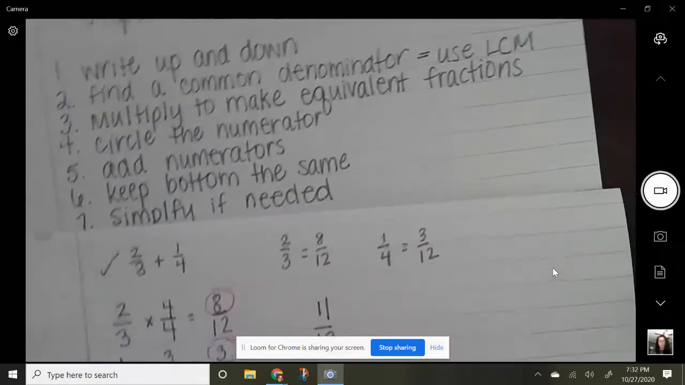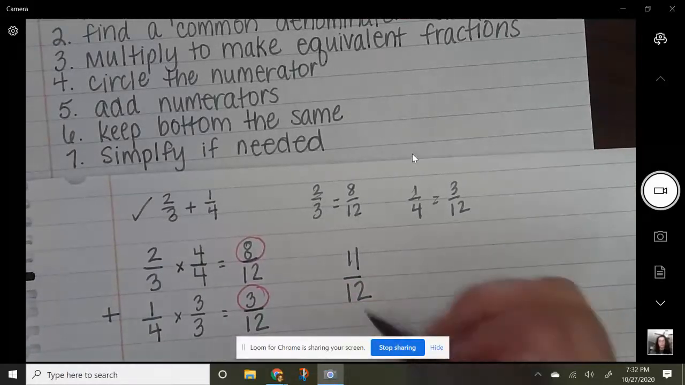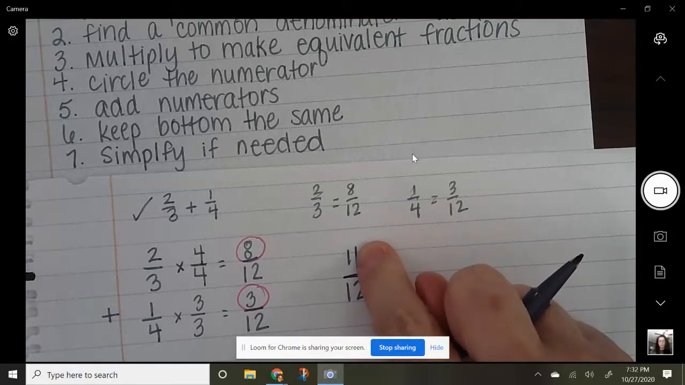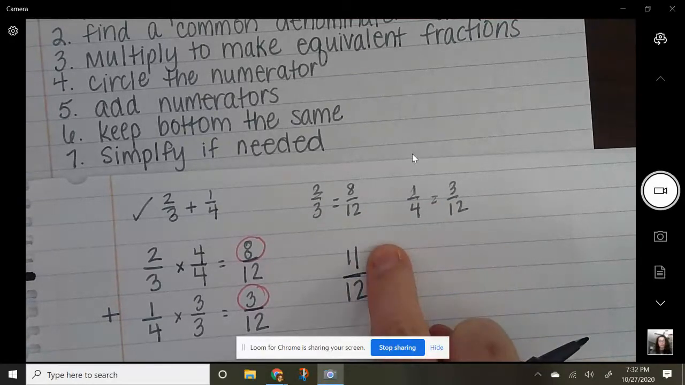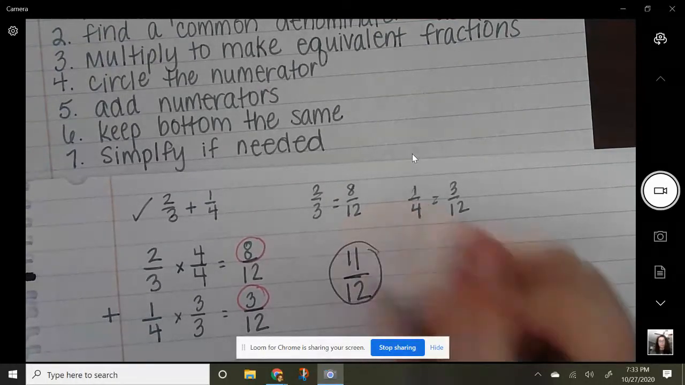Okay? Simplify if needed. In this case, I do not need it. Usually, if your answer is 1 different from the bottom, so 11 is just 1 away from 12, you really can't go any smaller. And that's my final answer.